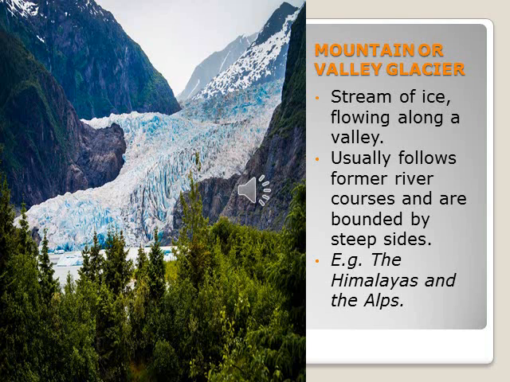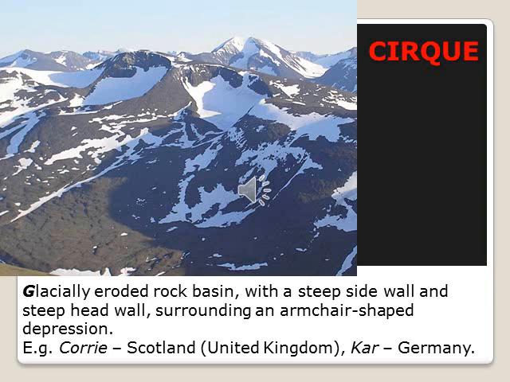Examples of mountain glaciers are the Himalayas and the Alps. The Himalayas are located in northern India, and they are an example of a mountain or valley glacier. Now, so far, what are the two types of glacier? Continental glacier, and then mountain or valley glacier.